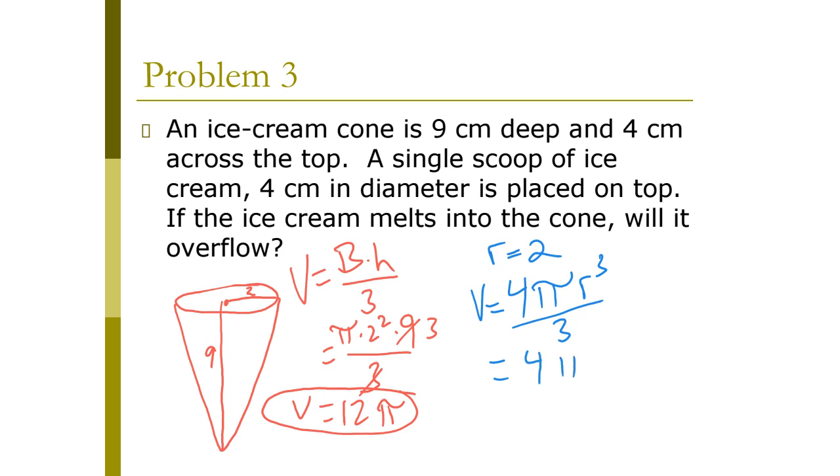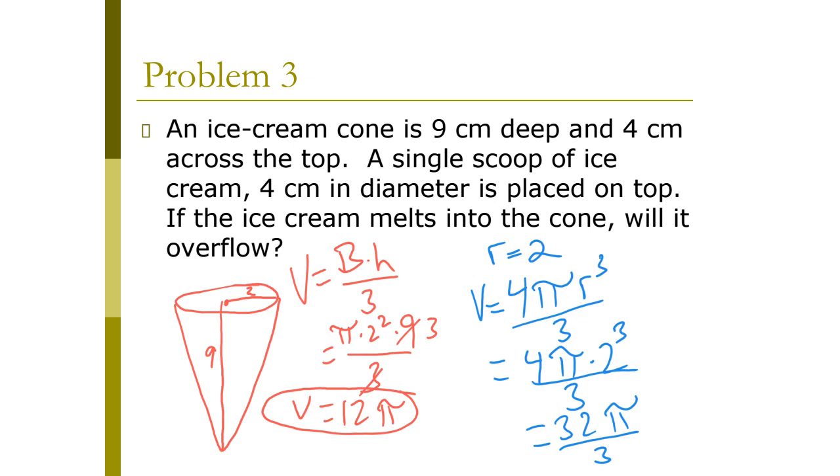So 4 pi times 2 cubed over 3. Well, 2 cubed, now I don't have any simplifications here. 2 cubed is going to be 8. So this is going to end up being 4 times 8, which is 32 pi over 3. All right. Well, I guess once again, my simplifying on the fly didn't really help the situation.